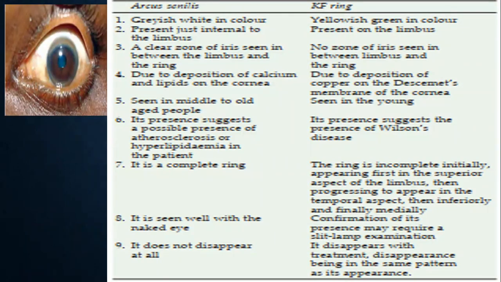Now another finding specifically to be looked for in liver disease is the KF ring. You know very well, the KF ring is one thing which is looked for in Wilson's disease. This table is given in Alagappan, how to differentiate arcus senilis from KF ring. Arcus senilis, we know, is a degenerative condition, occurring as grayish white in color. It is just present internal to the limbus. There's a clear zone of iris around the limbus. Whereas in KF ring, there's no clear zone around this.